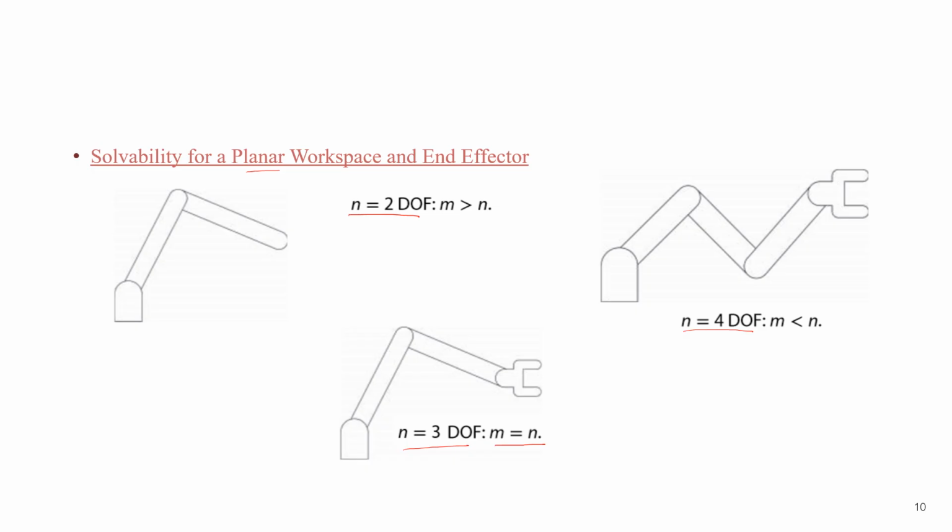In general, for a manipulator to have all position and orientation solutions, the number of degrees of freedom should be equal to the number of unknowns. That is, it must at least match the number of independent constraints. That is, n should always be greater than or equal to 6, right? So n should be greater than or equal to 6 for any manipulator to have all position and orientation solutions.